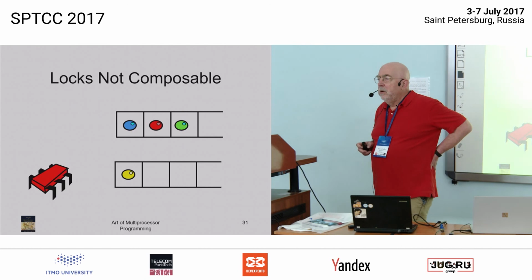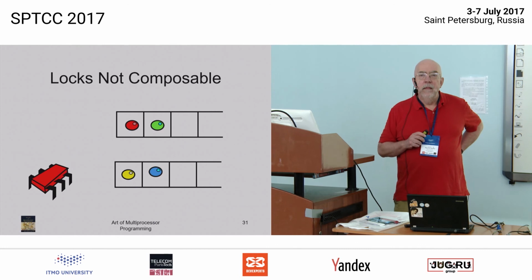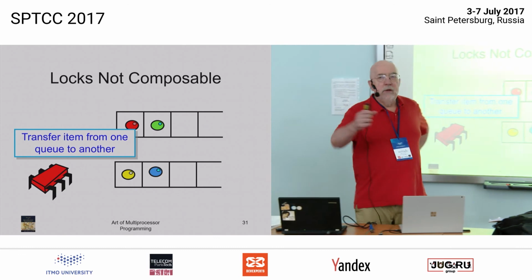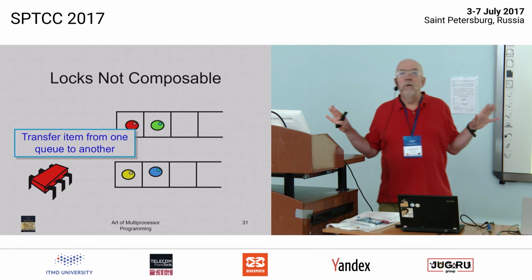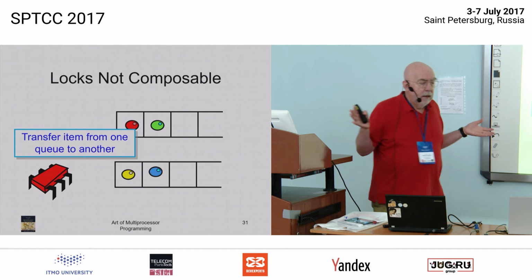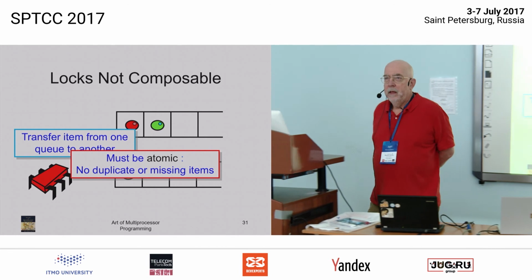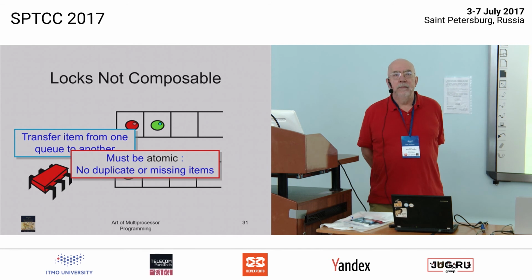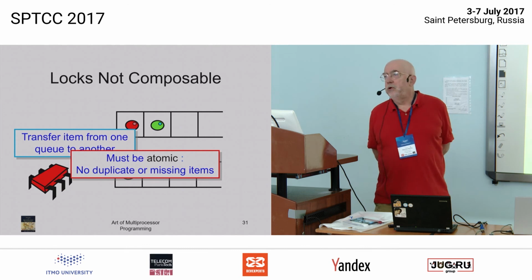So here, I have a very simple problem. I have two queues. And what I want is I want to transfer an item from one queue to another. Perhaps the most basic thing you can imagine for two data structures. Now, I want to guarantee that this transfer is atomic. I don't want to see two copies of the same item. I don't want to see 0 copies of an item. I want to guarantee that at any time, each item is in one queue or the other queue.